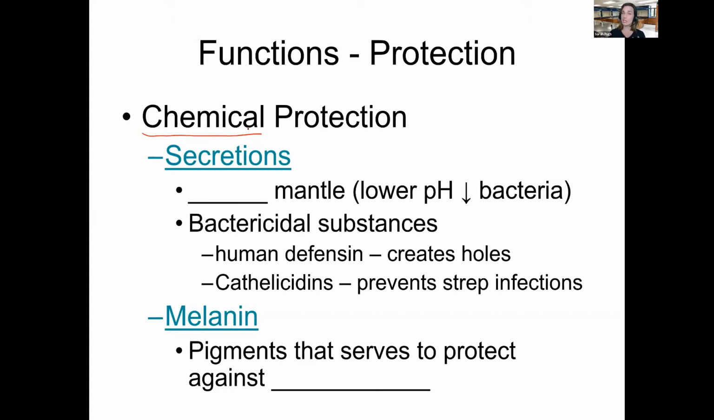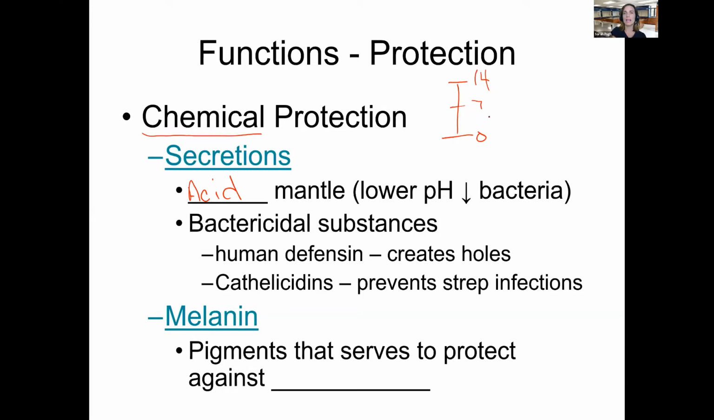So the secretions, one of them is called the acid mantle. This one is just like what it sounds like it is. It is an acidic secretion, and it actually causes the pH on the surface of your skin to be low, right? An acid has a low pH. If we think of our pH scale, which runs from 0 to 14, 7's in the middle, that's neutral.